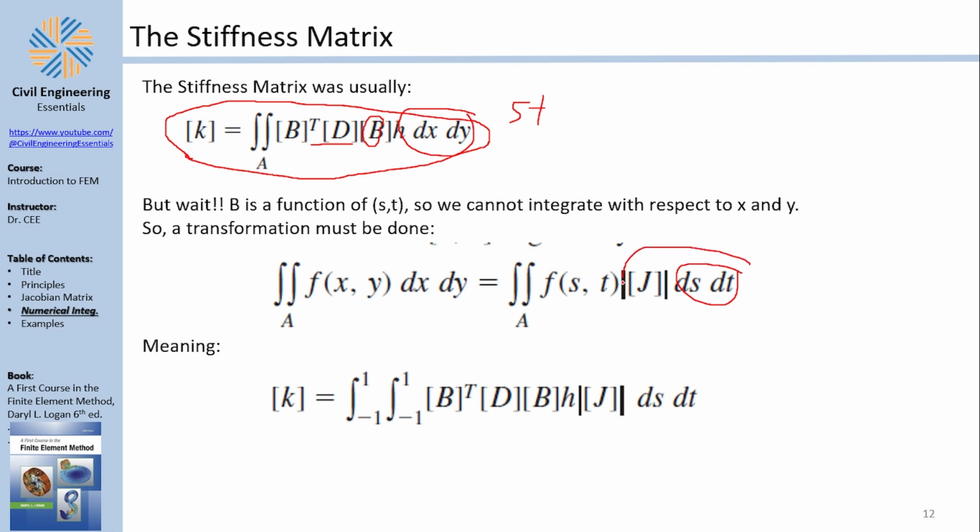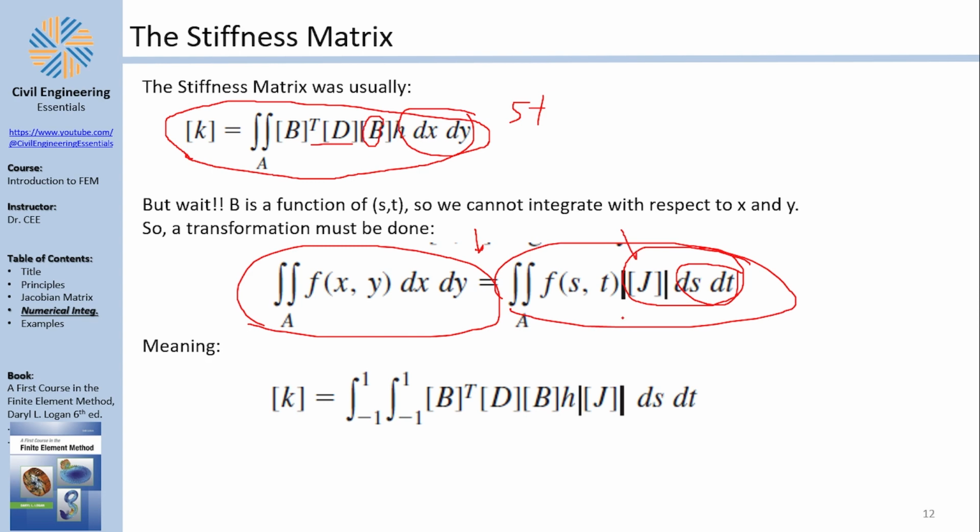How do I do this? With the Jacobi matrix. This is derived in the book. You can flip the integration of dx dy to integration ds dt with a Jacobi matrix. So now I can actually integrate with respect to S and T because my B is a function in S and T, and we know that S is from -1 to 1 and T is from -1 to 1. This is exactly the reason why we use isoparametric formulation, because this is 100 times easier for evaluation. For numerical integration, you can use Newton-Cotes or Gauss quadrature. More on that in the next video.